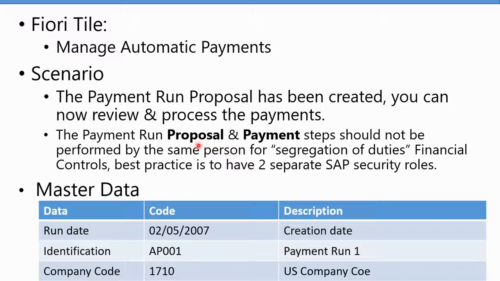And just remember that the proposal and payment step should not be performed by the same person, so that you have a strong segregation of duties or financial controls. The best practice is to have two separate security roles in SAP, with access between doing the proposal and the payment run. And for the master data, we're going to select the payment run that we started in the previous lesson. So let's jump in.